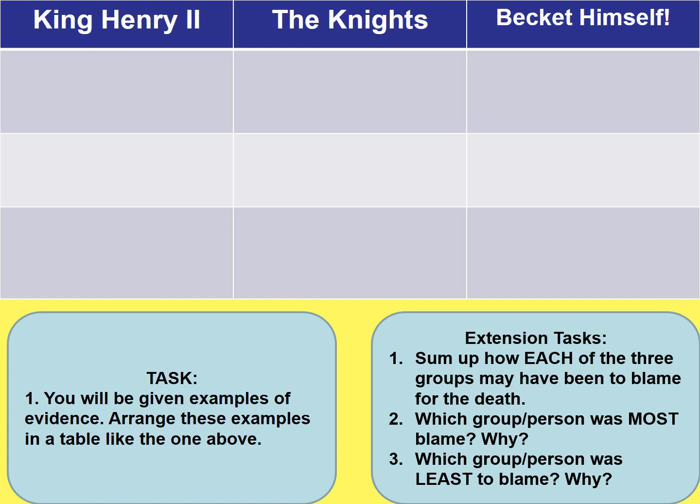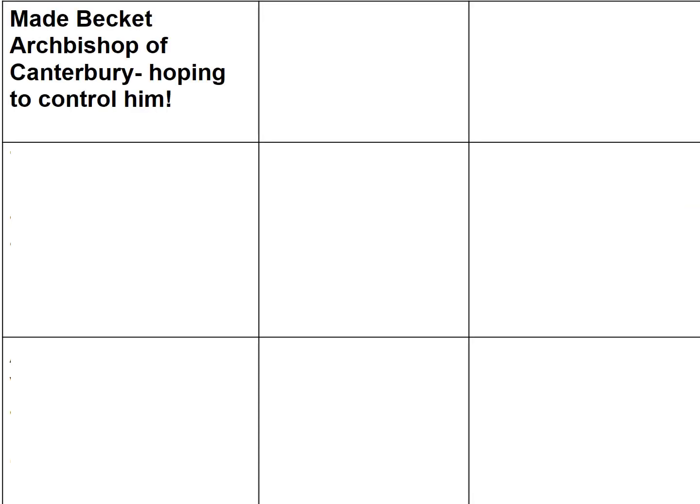Let's have a look at the evidence. Remember that these facts will need to be listed underneath these headings. Number 1. Made Becket Archbishop of Canterbury, hoping to control him. Does that apply to the king, the knights, or Becket himself?